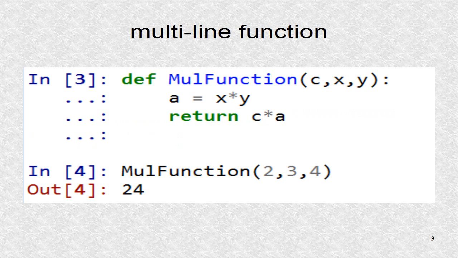3. Most functions are multi-line. It is important to indent after the colon. In the interactive shell, this is done automatically, indicated by the ... prompt. You have to press 2 enters to get out of these blocks. Here, 3 numbers are multiplied.